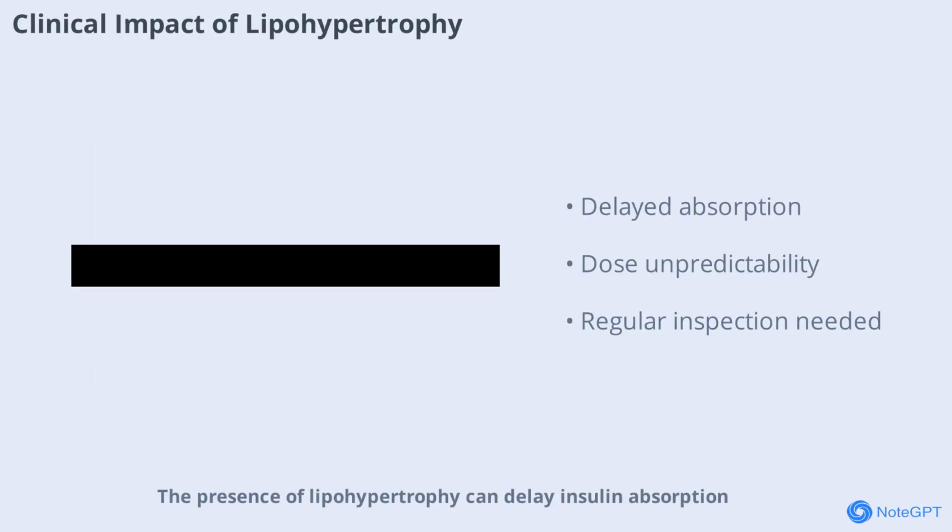Presence of lipohypertrophy can delay insulin absorption, making it difficult to predict how quickly the medication will work. This unpredictability can result in higher insulin doses being needed to achieve the same effect, and may also increase the risk of both high and low blood sugar episodes. Regular inspection and palpation of injection sites can help detect early signs of lipohypertrophy, allowing for timely intervention.